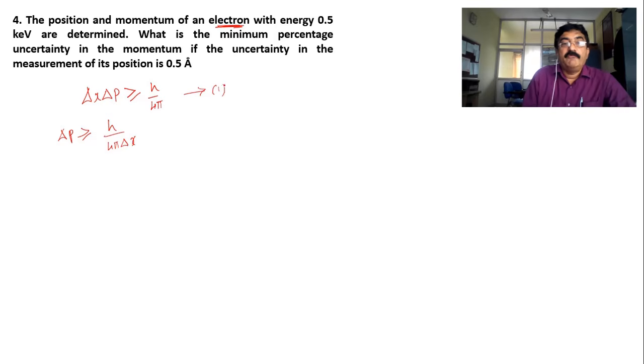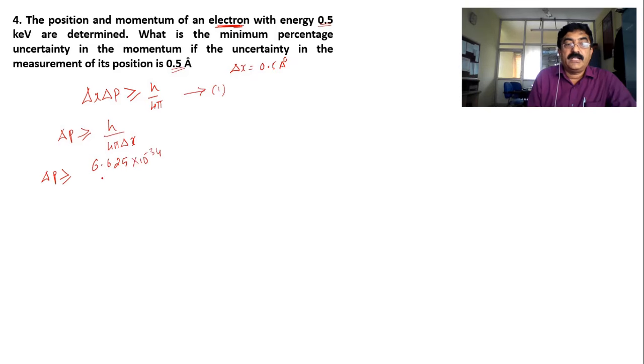Dear students, whenever a numerical problem is given, write down the data present in the problem. Okay, so I just forgot to write the delta x value. Delta x is 0.5 angstrom. Well, delta p is therefore greater than or equal to 6.625 into 10 power minus 34 divided by 4 pi into 0.5 into 10 power minus 10.